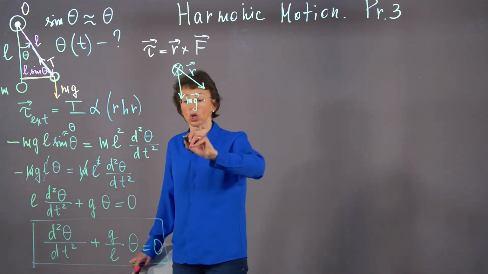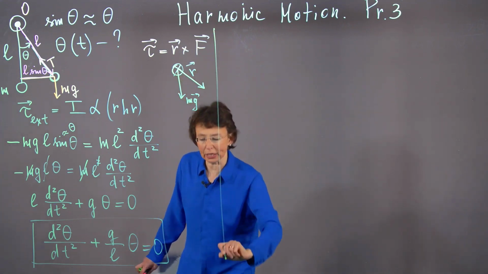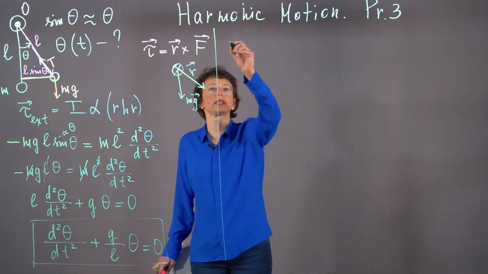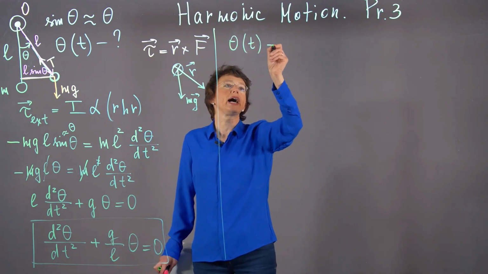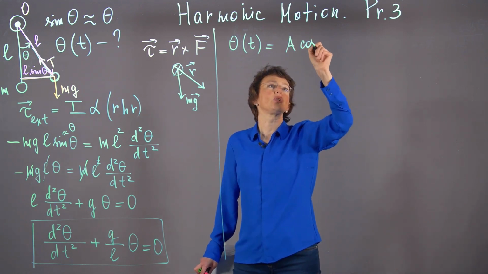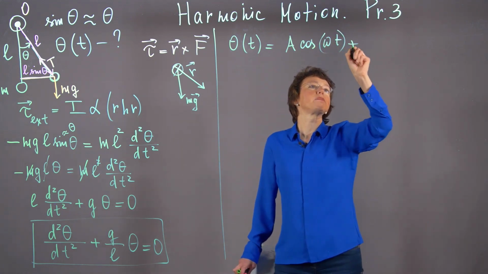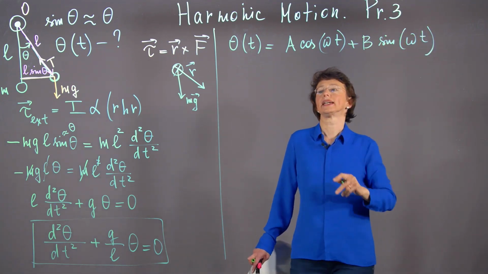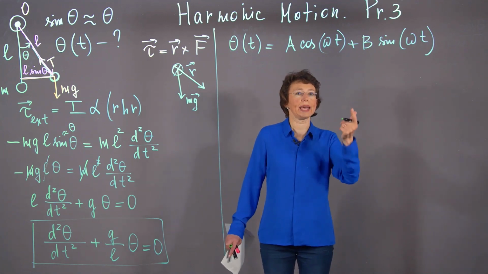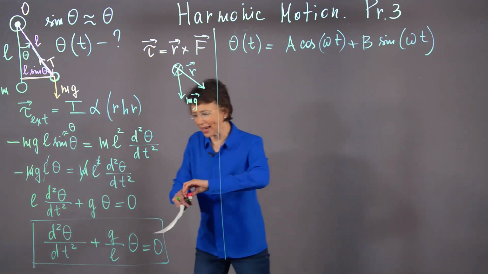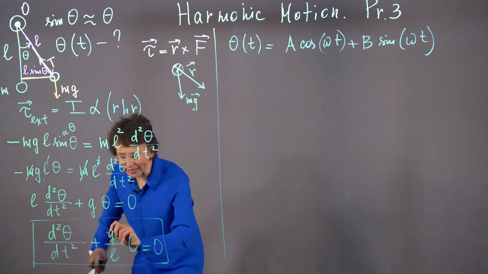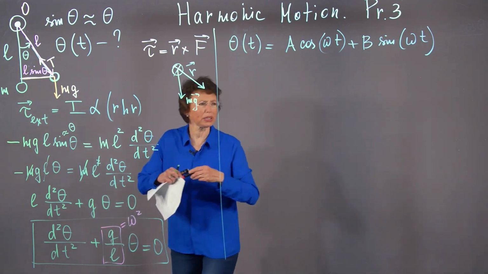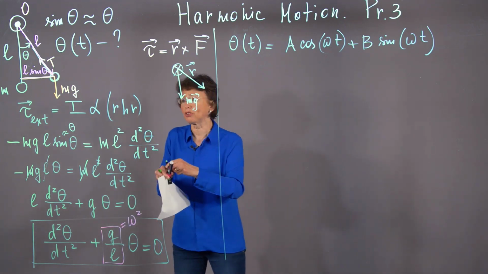Now we know what to do. All we need to do is find the solution of this equation. And as always, I guess the solution of this second order differential equation as A cosine omega t plus B sine omega t. Well, I need to find A, B, and omega. Do we know omega? Yes, we already know omega. What is omega? It is this guy. This is omega squared. But first of all, let's find A and B from the initial conditions.